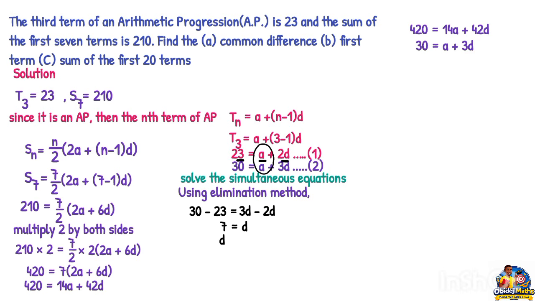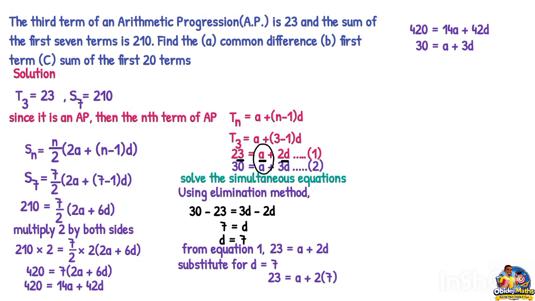That's our common difference. So the common difference is 7. Now we need to find the value of the first term, which is a. You can use any equation actually. From equation 1, we have 23 equals a plus 2d. We substitute the value of d, which is 7, into the equation. So 23 equals a plus 2 into bracket 7, which is d. So 23 is equal to a plus 14.